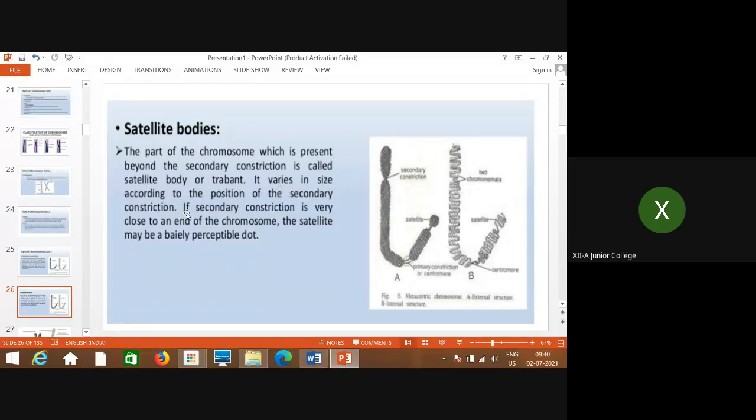It varies in shape according to the position of secondary constriction. If secondary constriction is very close to the end of the chromosome, the satellite may be a barely perceptible dot. Just you can see a dot also. So depending on the position of the secondary constrictions, satellite bodies are observed. They are visible properly or sometimes as just a dot. And depending on the number of secondary constrictions, this number of satellite bodies are seen.